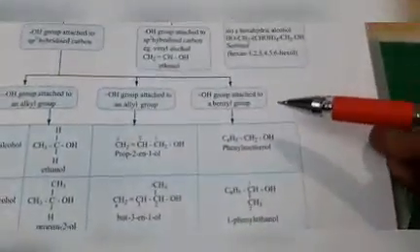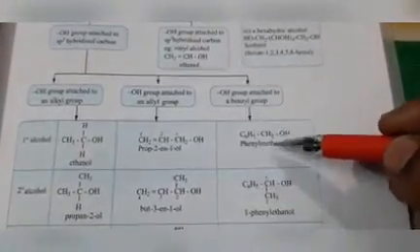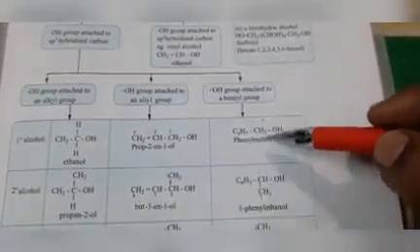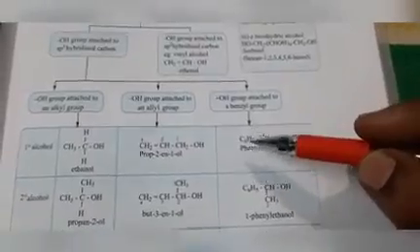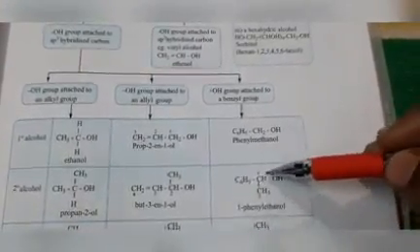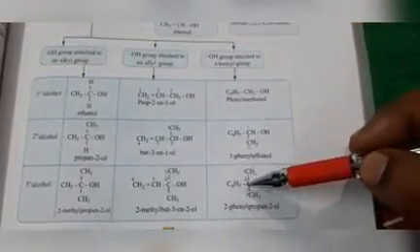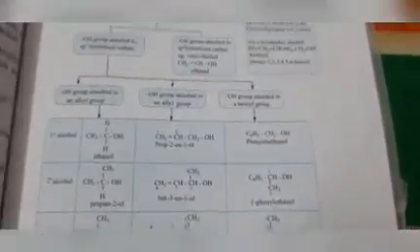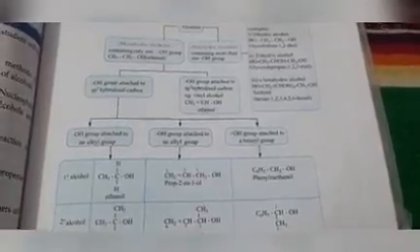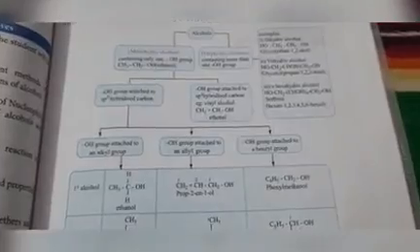Third one, OH group attached to the benzyl group. Which group is called benzyl? C6H5CH2, the benzene with a CH2 group, that is called benzyl. So benzyl alcohol. Here also OH is attached to the benzyl group. So it is further classified based on whether the OH group is attached to the alkyl group, allyl group or benzyl group.